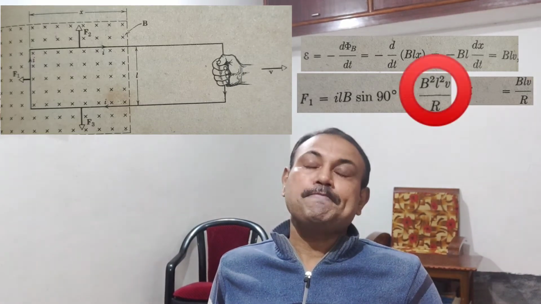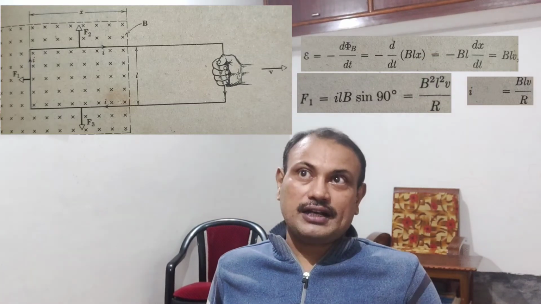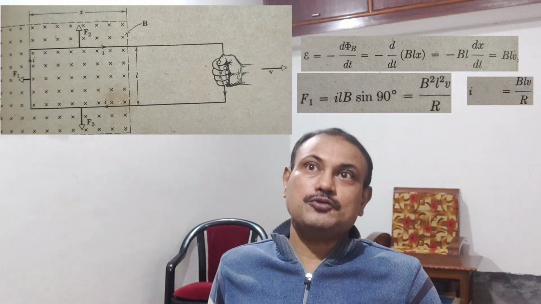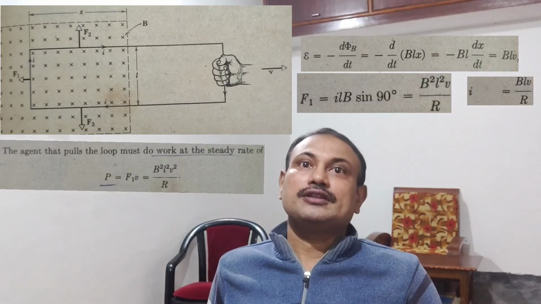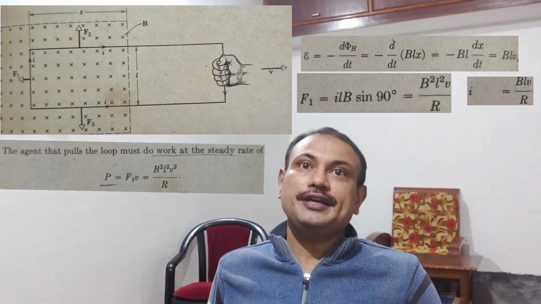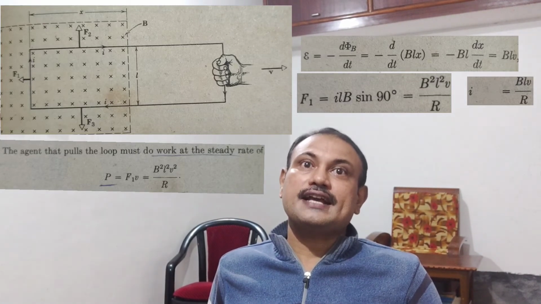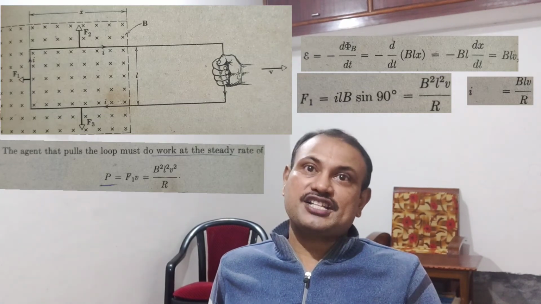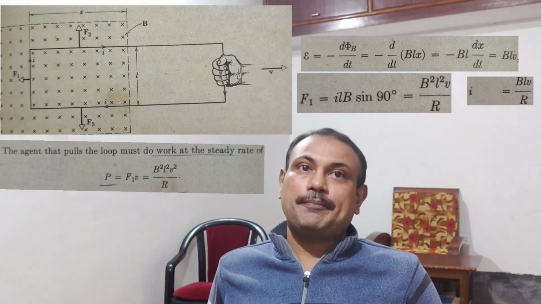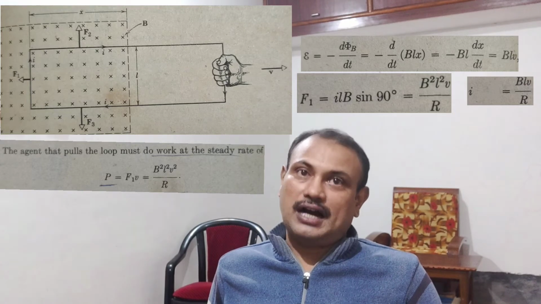We can find the expression for the mechanical work required by the agent that must be doing it externally. That work must be equal to F into V. So substituting the expression for magnetic force, that is B square L square V by R times V, we get the mechanical work expression to be equal to B square L square V square by R.